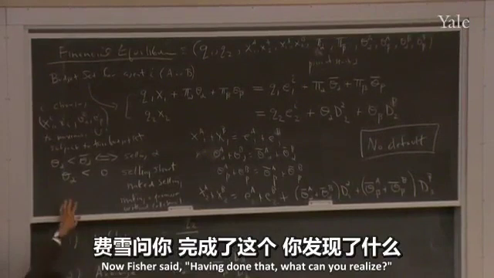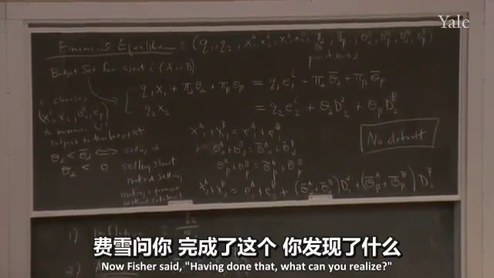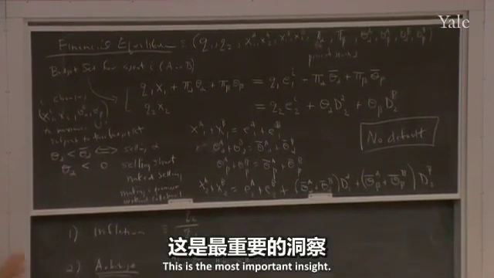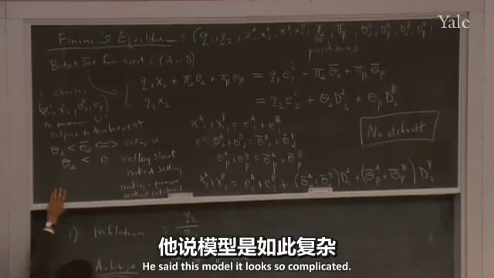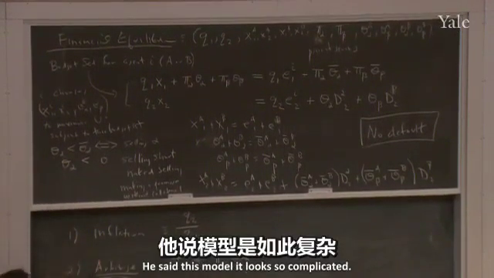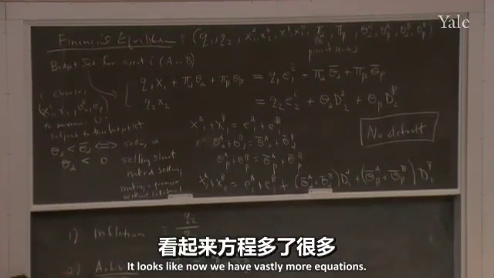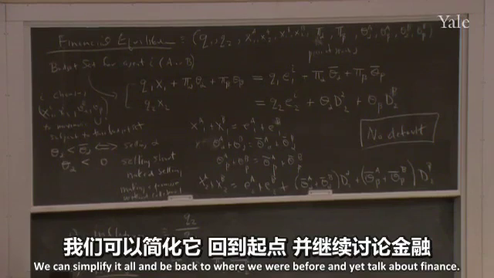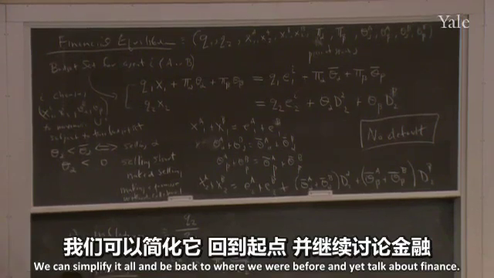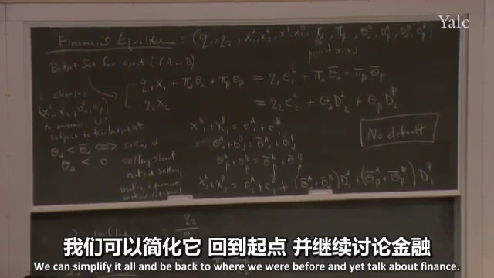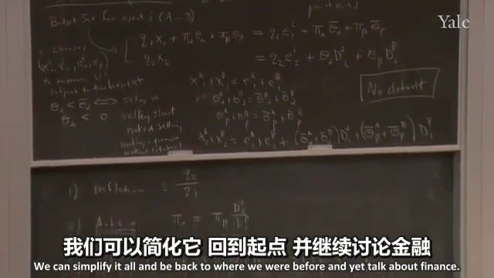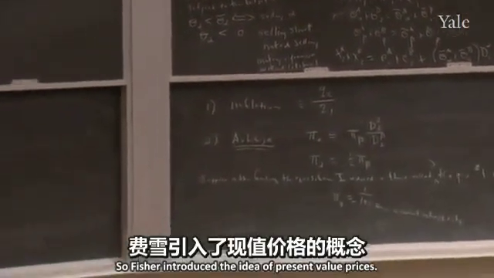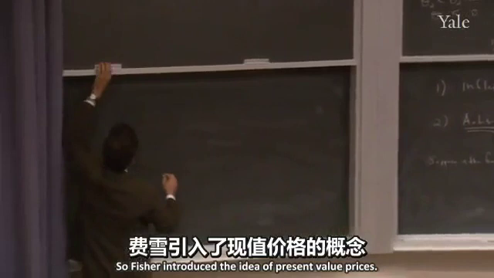Now, Fisher said, having done that, what can you realize? This is the most important insight. He said this model looks so complicated. It looks like now we have vastly more equations. No wonder Marx and all those religious zealots were getting confused. We can simplify it all and be back to where we were before and yet talk about finance. So Fisher introduced the idea of present value prices.